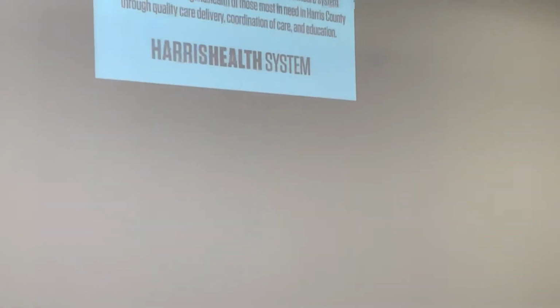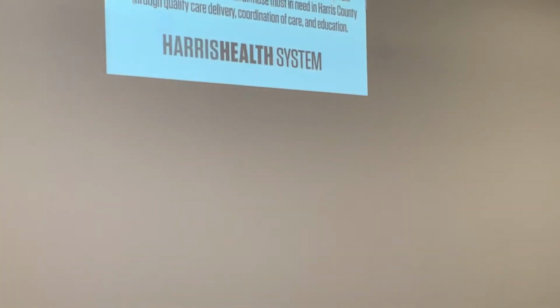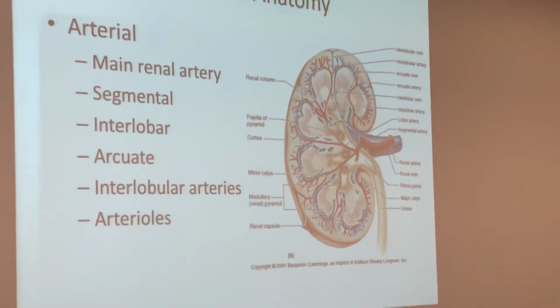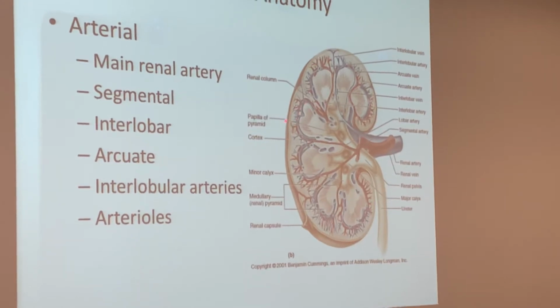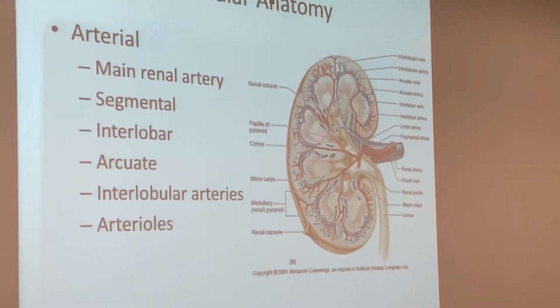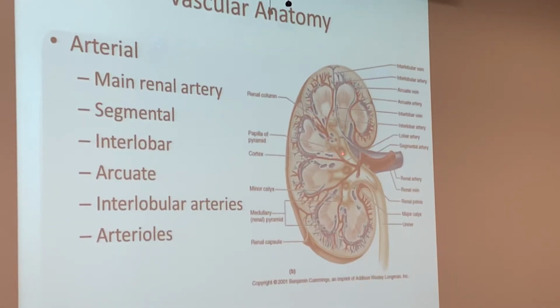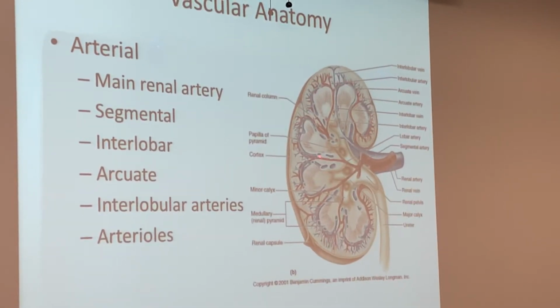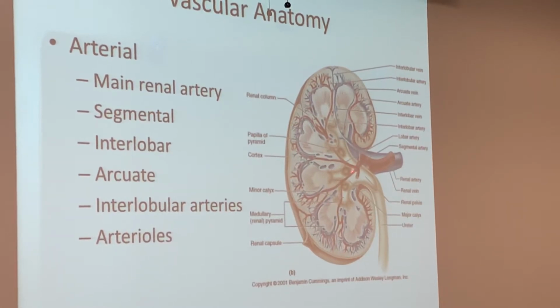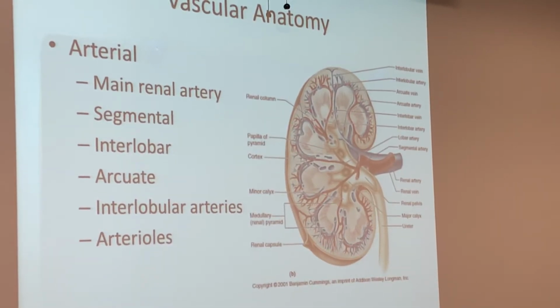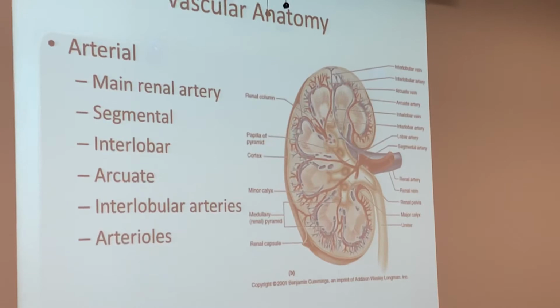Okay? The arcuates sit at the very top, or the base, of the pyramids. This is the base. This is the apex. The apex drains into the minor. The minor drains into the major. The major opens up to the pelvis into the ureter.